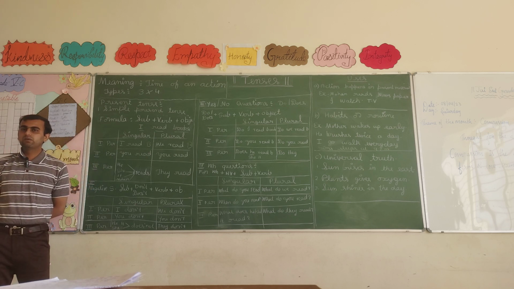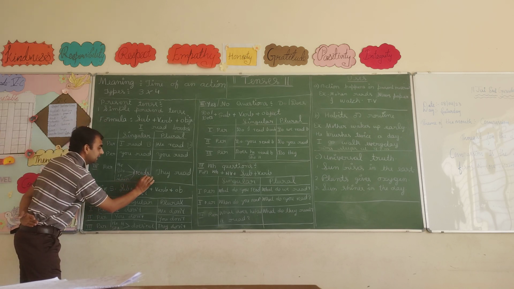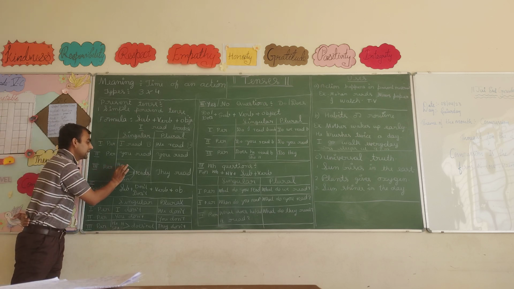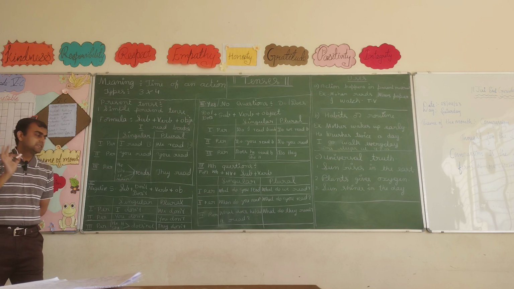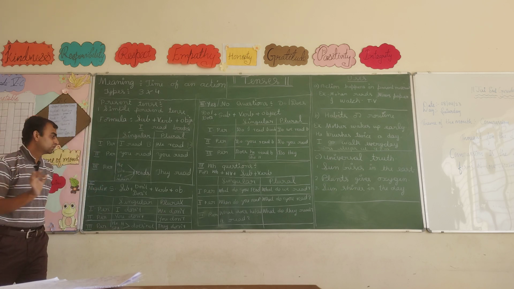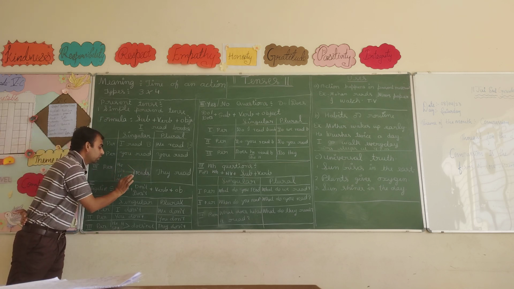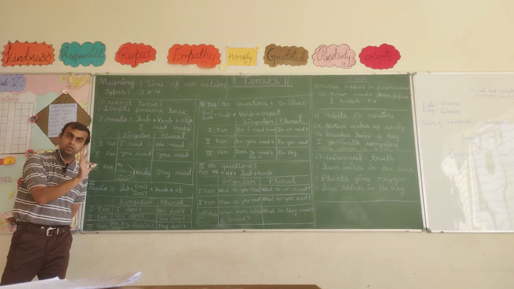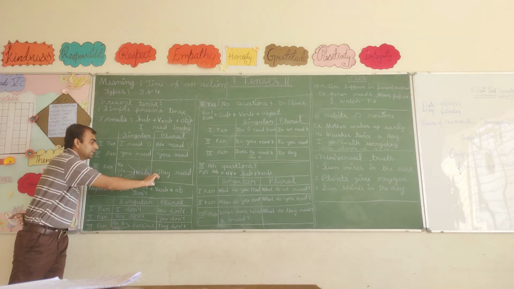Now third person singular. Whenever third person singular comes, we have to add s or es to the verb. Example, he reads book. We don't say he read book. We say he reads book. She reads book. It reads book. Or any singular noun: Mohan reads book. We don't say Mohan read book. We have to say Mohan reads book.